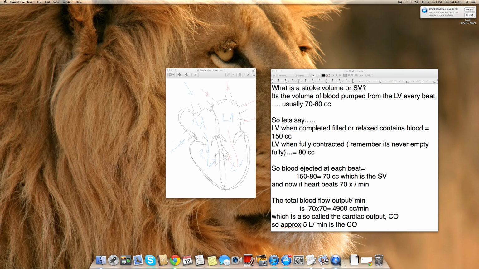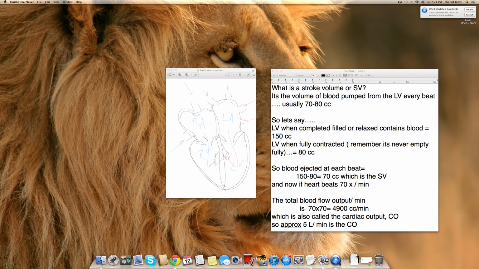Then at the end of the contraction, where the ventricle is smaller, not fully empty. Remember, none of these four chambers empty out fully. So left ventricle, when fully contracted, remember it's never empty, it'll still have about 80 cc's as the residual volume here. So what is the amount of blood that's now ejected through the aorta?